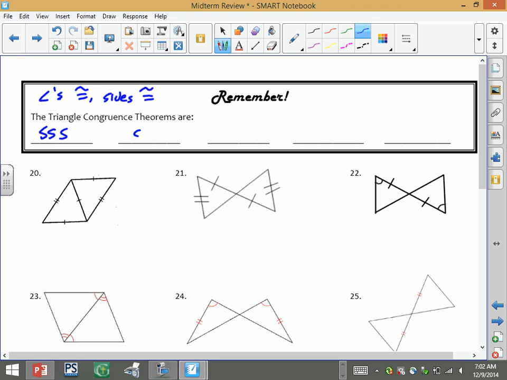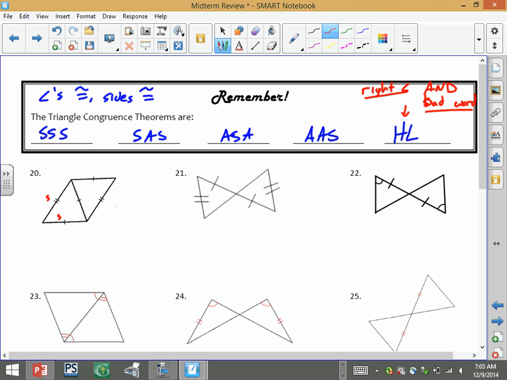There's side, side, side; side, angle, side; angle, side, angle; angle, angle, side; and then the one that was kind of off by itself was HL. And remember HL, the best way to see that, you need a right angle, and you needed that bad word, so you needed to spell it either forwards or backwards, but you had to have the right angle and the bad word. That indicated HL. So we'll look at a couple quick examples.